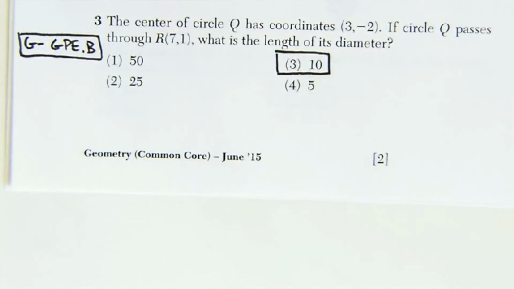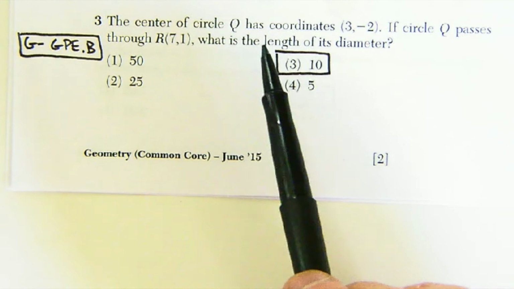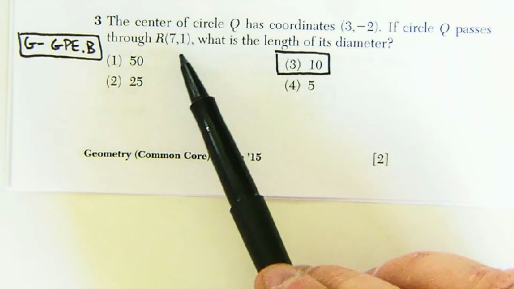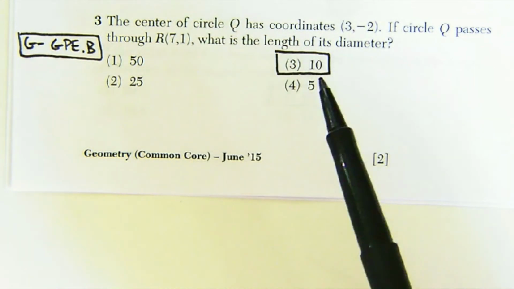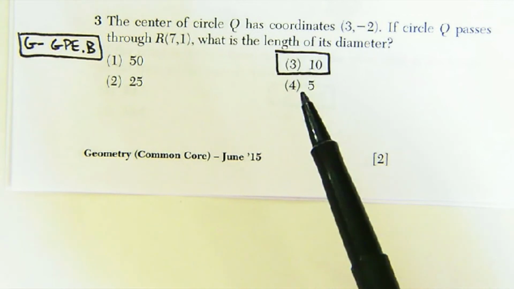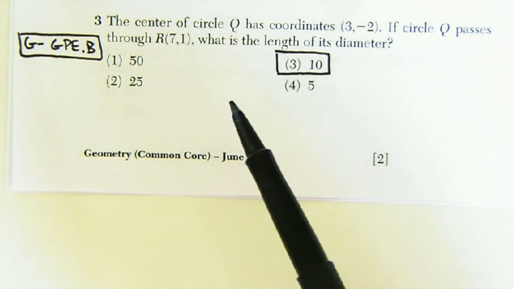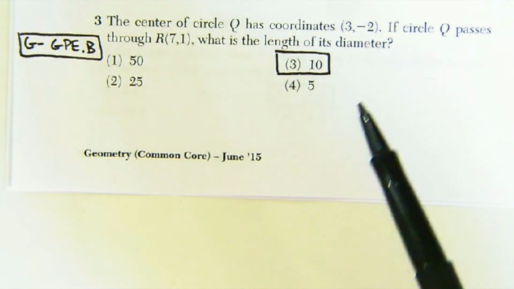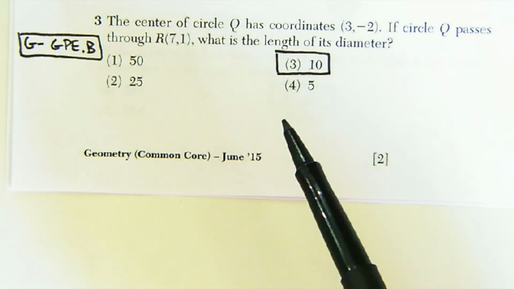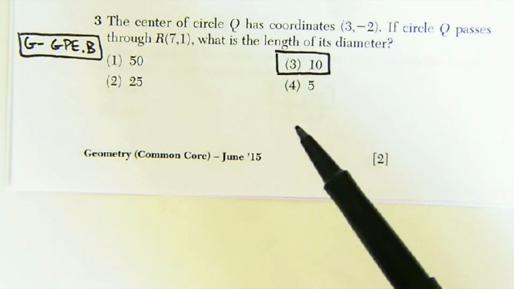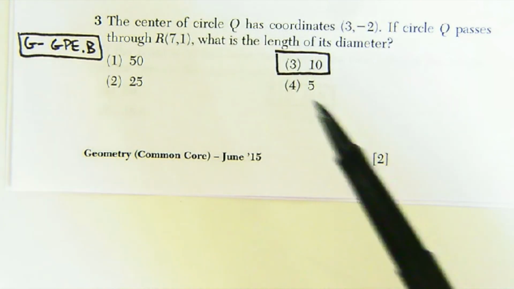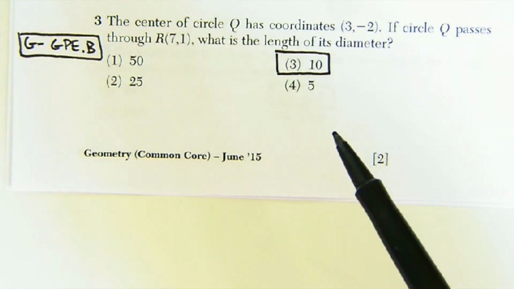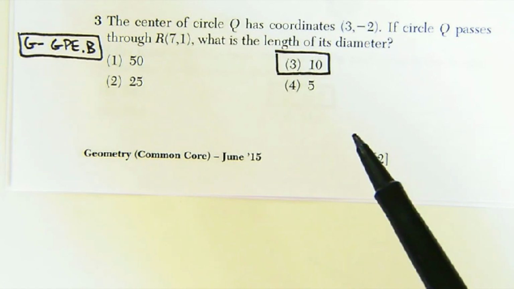Let's look at question 3. The center of a circle Q has coordinates (3, -2). If the circle passes through R (7, 1), what is the length of the diameter? Now this is a circle question, no doubt about it, but it's really a distance formula question. It's giving you a center and a radius point, and then when you find that distance using your coordinates, using the Pythagorean theorem or the distance formula, you double it. So really we're looking for where we had problems and questions about distance, the distance formula, and then the idea of using it in the context of a circle.